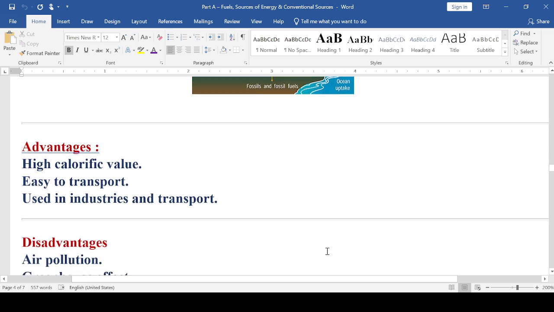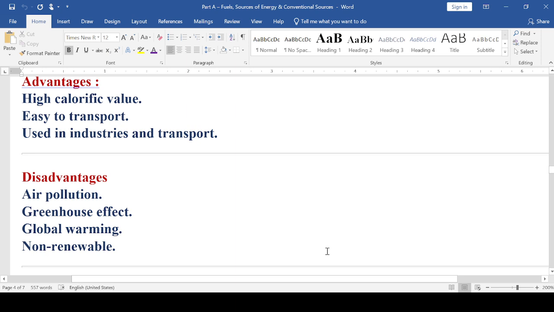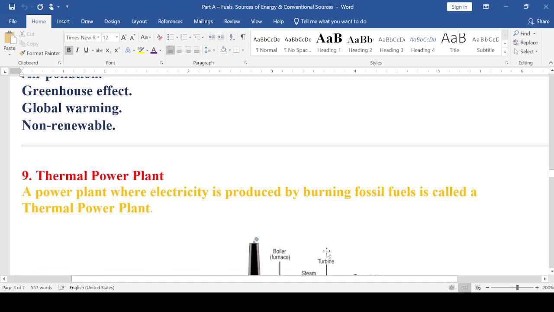Next, what are the advantages of fossil fuels? They have high calorific value. We can transport them easily and they are used in industries and transport. And the disadvantages: they cause air pollution, they affect the greenhouse effect and cause global warming, and they are non-renewable. Once used, you cannot use them again.